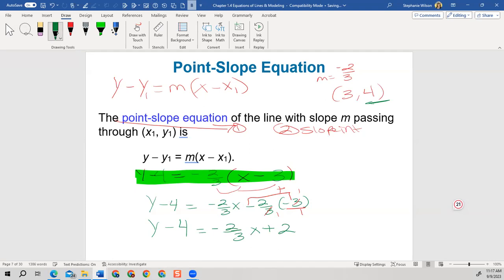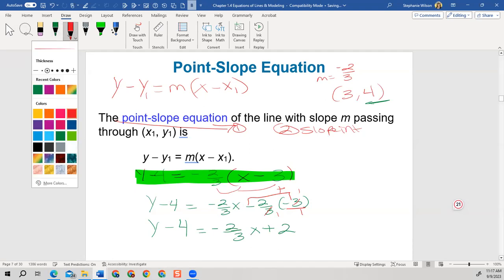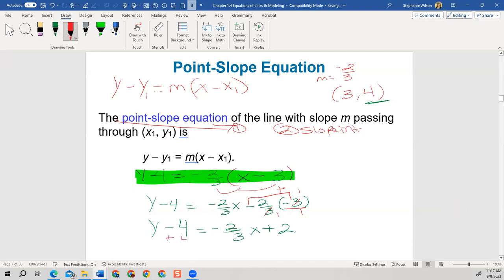Now, let's get the y by itself by adding the 4 to both sides, because that 4 is negative. And negative 4 plus 4 gives me 0, and that's what we want. So now we got y is equal to negative 2/3 x. 2 plus 4 is 6. And now I have it in my slope-intercept form.